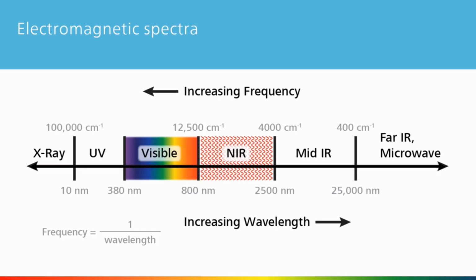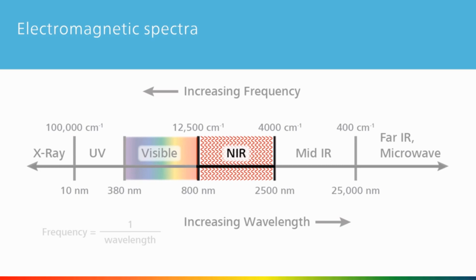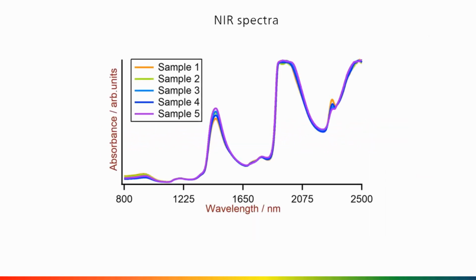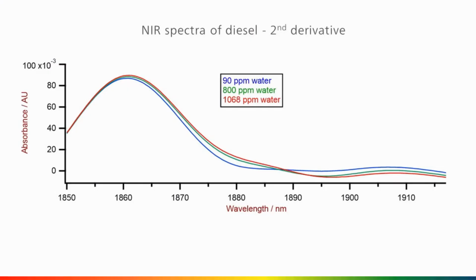Near-infrared light, NIR for short, lies in the wavelength range of 780 to 2,500 nanometers. NIR spectroscopy is based on the absorption of NIR light by various atomic bonds, which is then used to characterize different materials. For example, the OH bond vibrations are used to determine the moisture content in samples. The more moisture in the sample, the more NIR light is absorbed in the specific wavelength region.